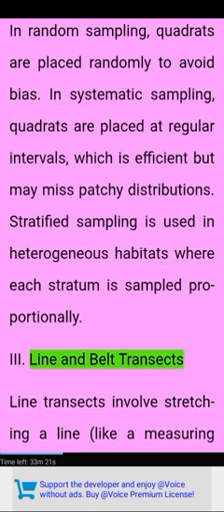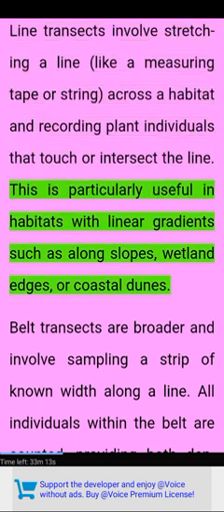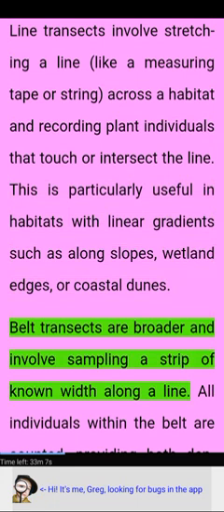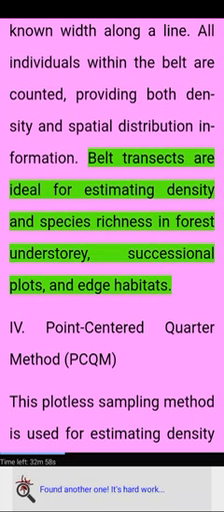3. Line and belt transects. Line transects involve stretching a line, like a measuring tape or string, across a habitat and recording plant individuals that touch or intersect the line. This is particularly useful in habitats with linear gradients such as along slopes, wetland edges, or coastal dunes. Belt transects are broader and involve sampling a strip of known width along a line. All individuals within the belt are counted, providing both density and spatial distribution information. Belt transects are ideal for estimating density and species richness in forest understory, successional plots, and edge habitats.